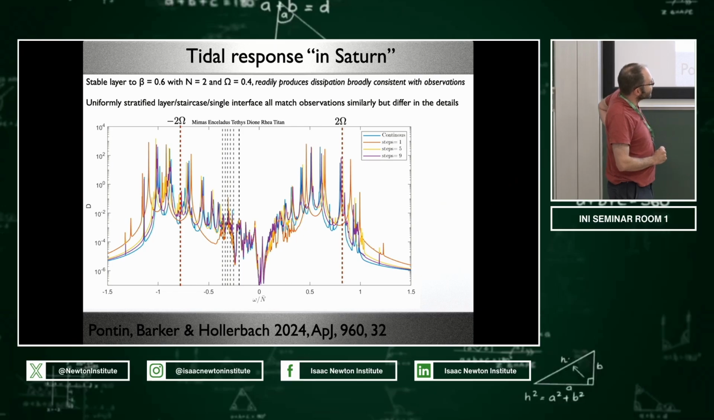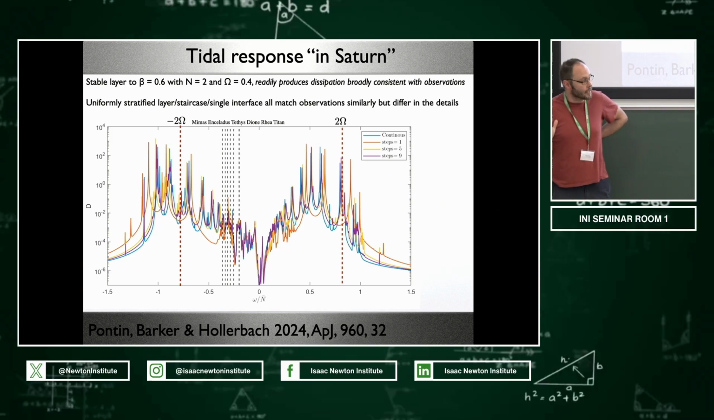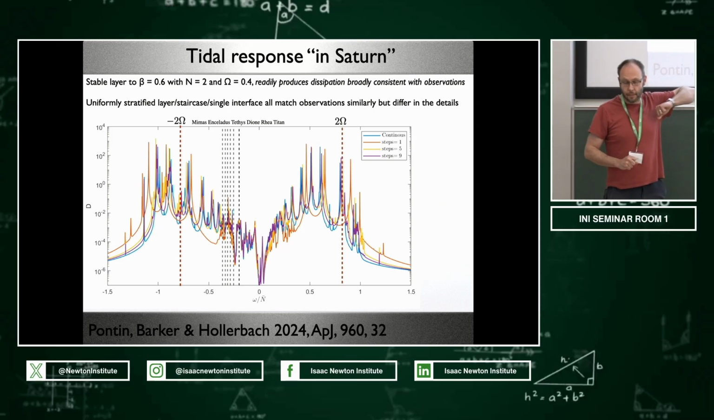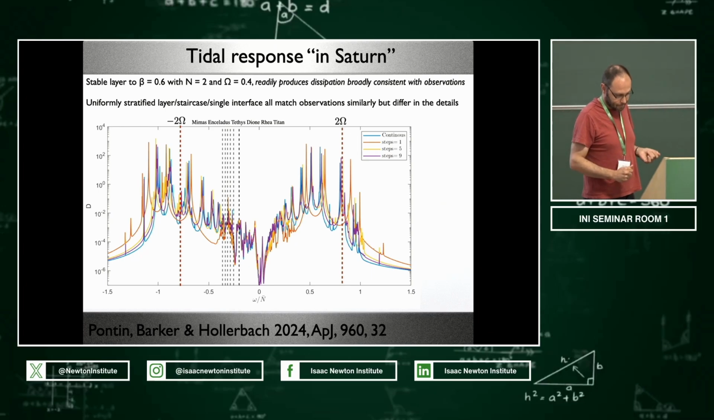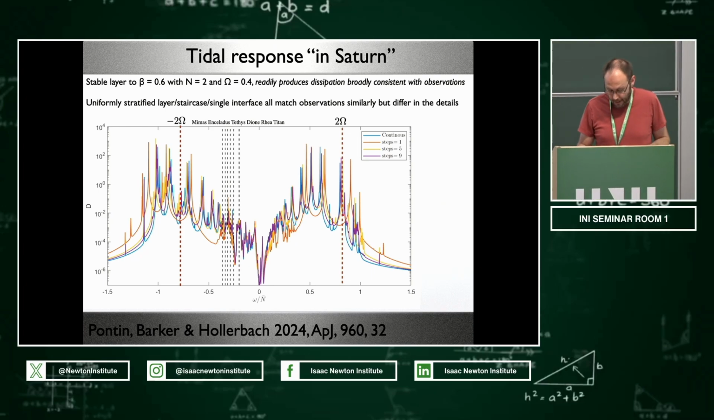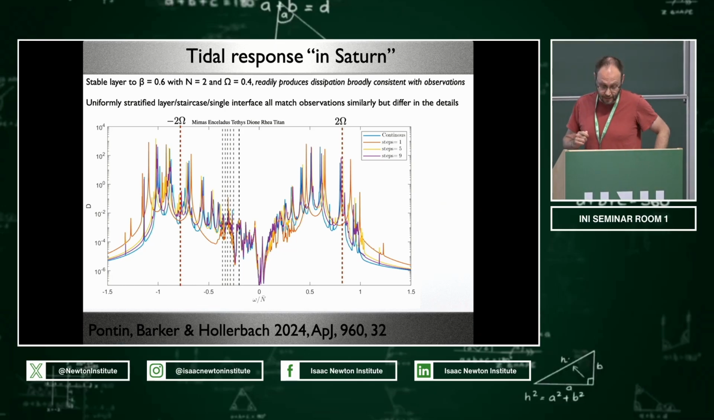So you can view that as either positive or negative. Positive in the sense that if you have a stable layer that goes out to about 60% of the radius, it isn't that difficult to get typical values of dissipation consistent with observations, but negative in that we can't use these observations of the migration rate of the moons to constrain the details of this stratified layer.